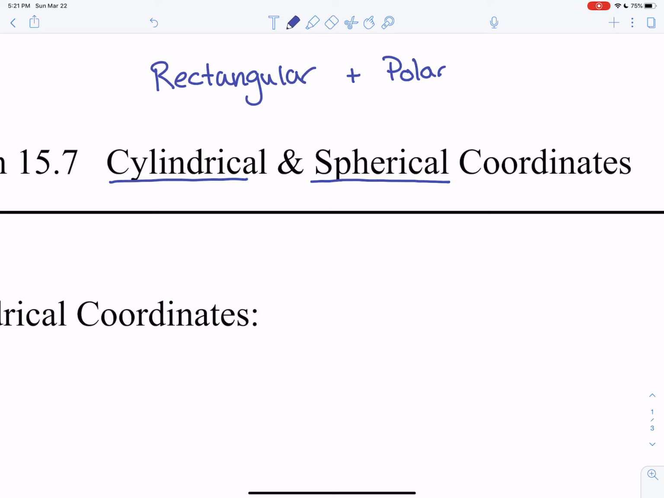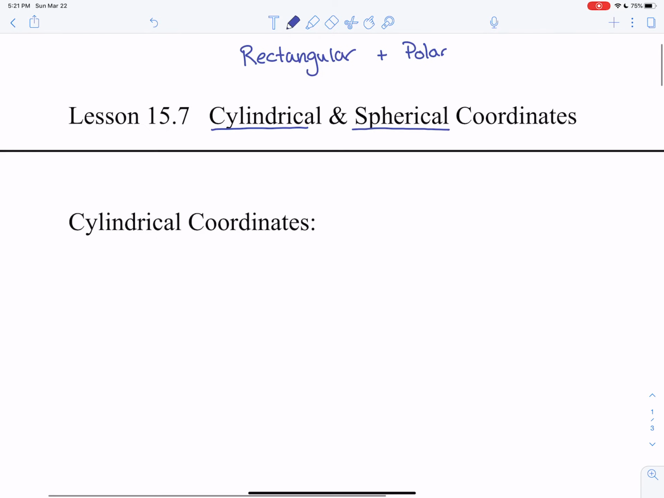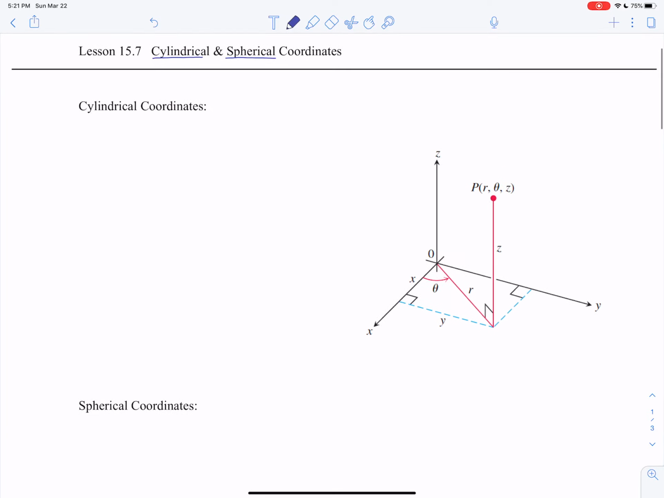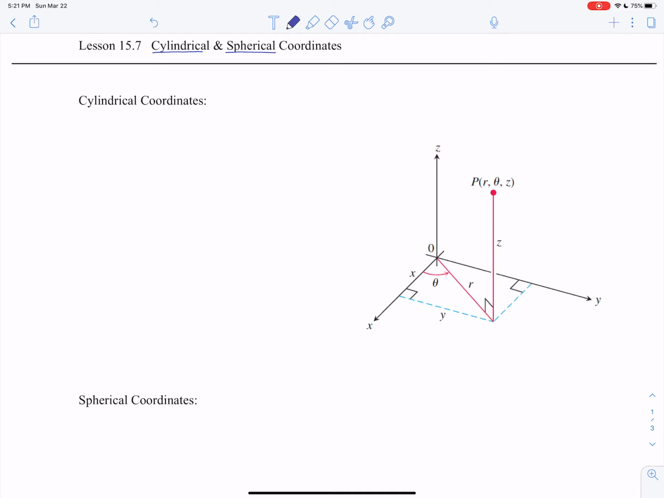And again, to reiterate, the reason why we're doing this is not to make your life more difficult, but in fact, it'll be much easier to evaluate integrals in these different coordinate systems if we know when to appropriately apply them. So let's first take a look at the cylindrical coordinate system. It's a little bit easier and more intuitive.